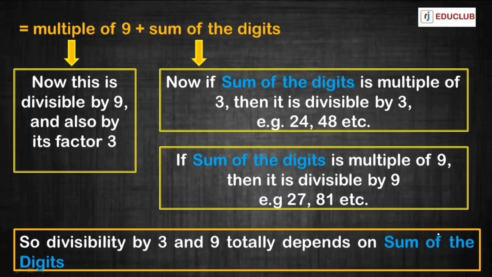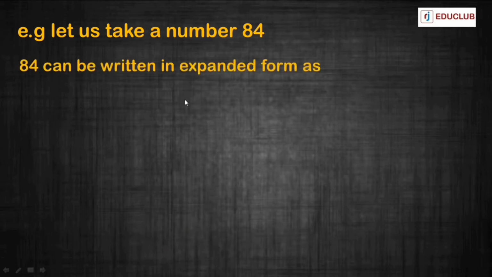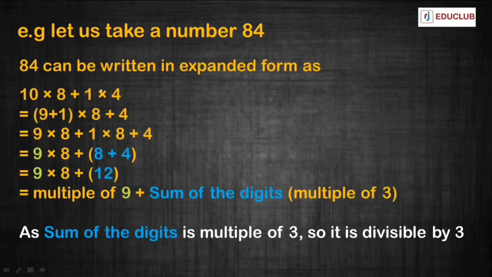Okay, we have seen two digit numbers, sum of the digits. Let us take a two digit number and let us see it. Okay, 84. 84 can be written as 10 into 8 plus 1 into 4, tens place, units place. Now 10 into 8. Now 10 can be written as 9 plus 1. So (9 plus 1) into 8 plus 1 into 4. Now 9 will be multiplied by 8 and 1 will be multiplied by 8, plus sign is there. So it will become 9 into 8 plus 1 into 8 and 4 is there.